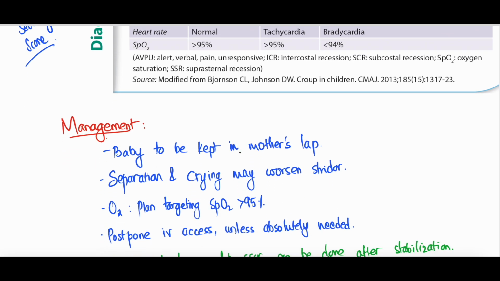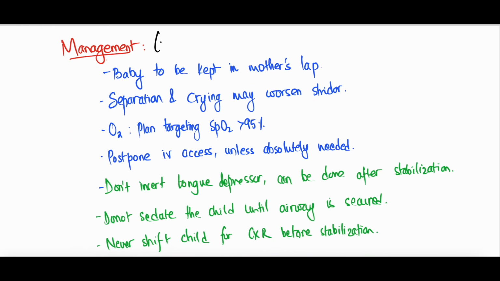Now we go on to talk about the management. So this is the initial management. If the child comes to the emergency department and the child is very agitated, just keep the baby in the mother's lap, because as I already said, if we go on examining the baby, if we irritate the baby, the vocal cord gets even narrowed. So chances of laryngeal spasm will be there. We don't want to create that event. So we just keep the baby in the mother's lap. We just calm the baby.